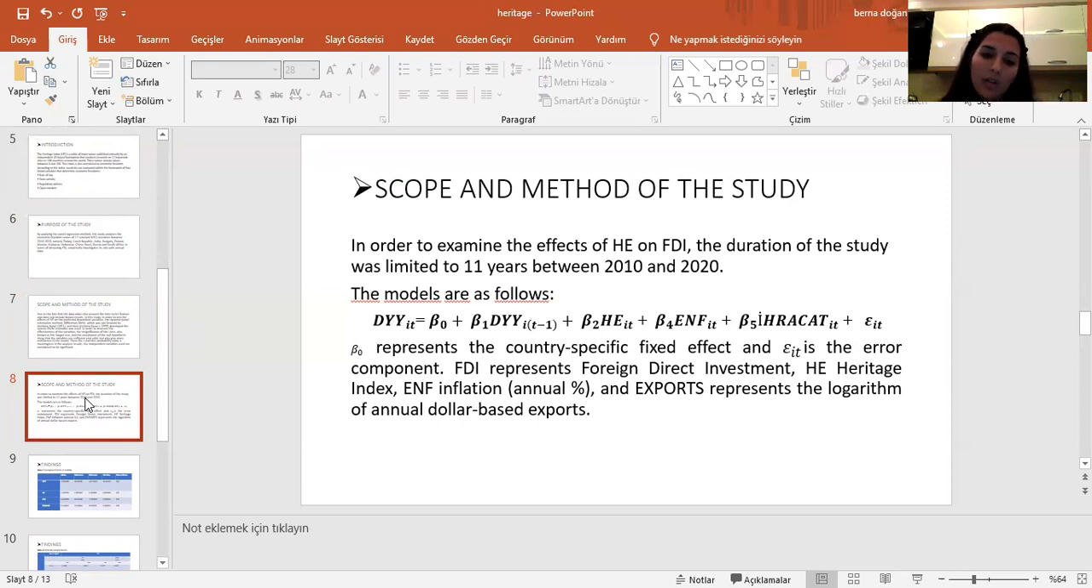The models are these. This represents the country-specific fixed effect, and this the error component. This represents foreign direct investment. This is the heritage index. This is inflation, and this is exports.